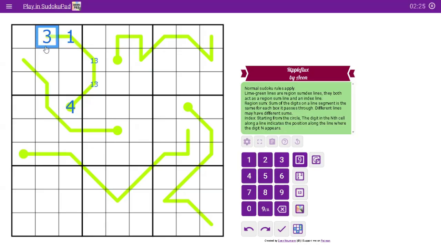But now this 3 is telling us write 5 in the 3rd position. The fifth position along the line must go in this position. But once you write 5, you break the sum. So the only way this can work is if you make this a 5 and this a 1. If 5 indexes a 1, likewise the 1 indexes the 5. So this must be a 4.